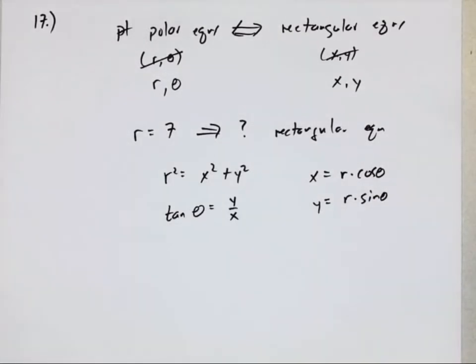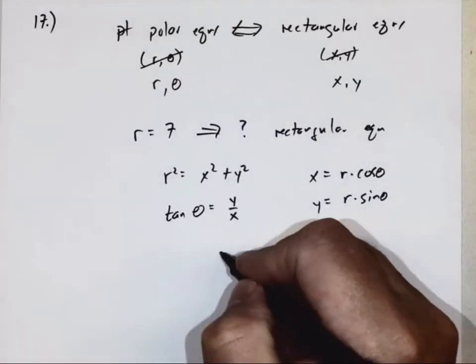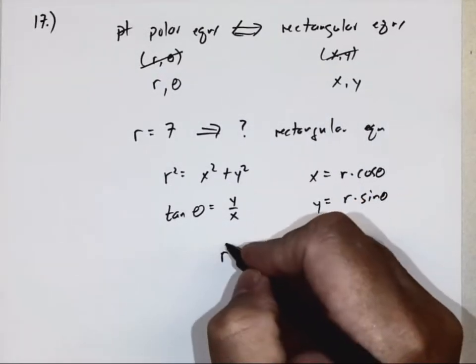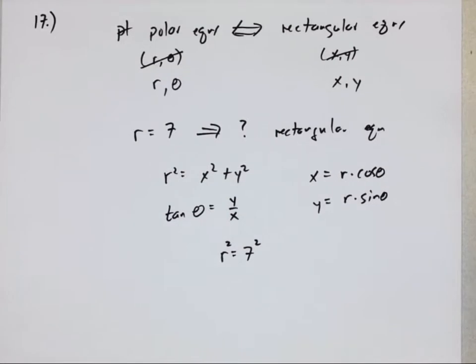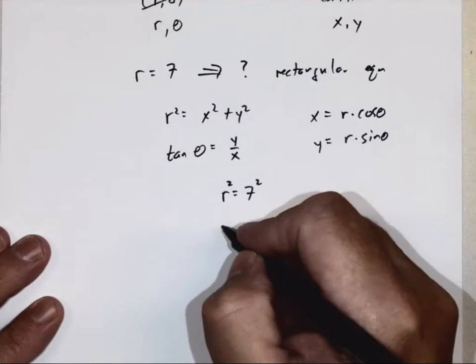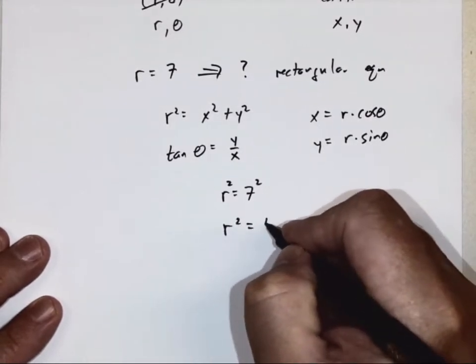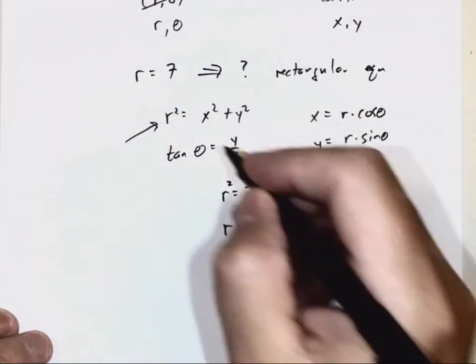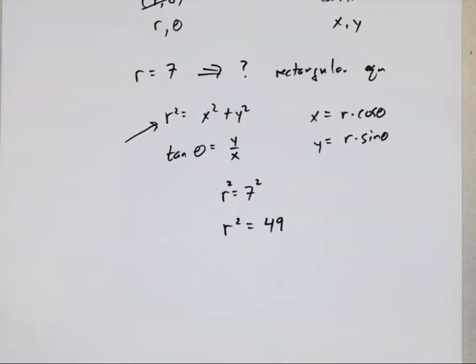For this one, this is where you just sort of have to know what to do. It's not totally obvious. So you have r equals 7. What I'm going to do is square both sides of this equation, which we can do in math, as long as you do the same thing to both sides. r squared equals 49. And now I have to use this equation where I know r squared equals x squared plus y squared.